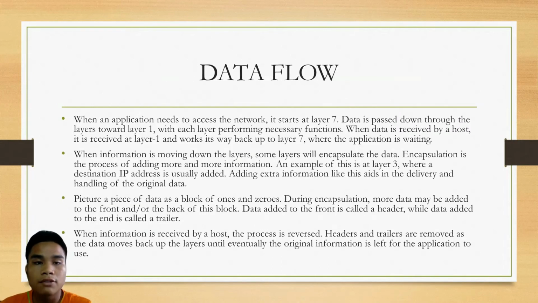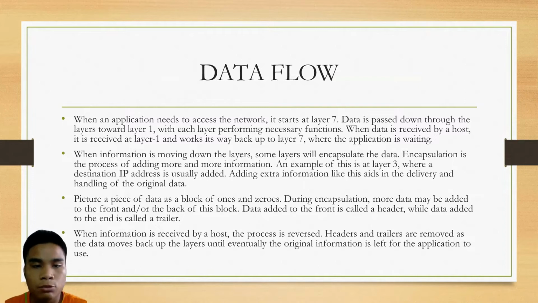Next, data flow. When an application needs to access the network, it starts at layer 7. Data is passed down through the layers to layer 1, with each layer performing necessary functions. When data is received by a host, it is received at layer 1 and works its way back up to layer 7, where the application is waiting.